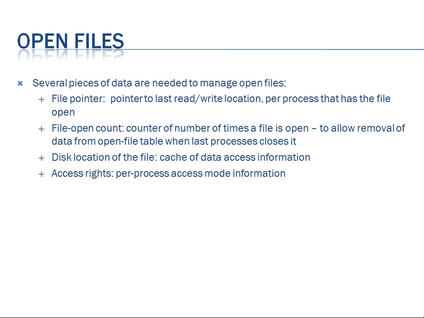Then comes access rights. This is per process access mode information. We cannot allow all operations over the file to be carried out by all of the processes. We have to make some restrictions. Only a certain group of processes can execute it. Only a certain group of processes can write into the file. And a certain group of processes can only view the file content. So this is done by giving access rights to the processes. I hope you have understood this point.